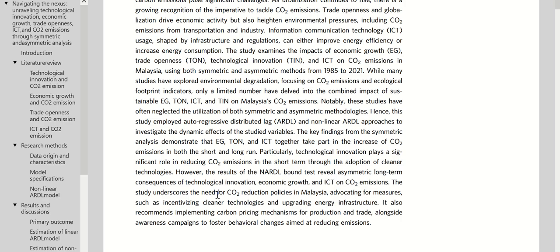The study underscores the need for CO2 emission reduction policies in Malaysia, advocating for measures such as incentivizing cleaner technologies and upgrading energy infrastructure. It also recommends implementing carbon pricing mechanisms for production and trade, alongside awareness campaigns to foster behavioral changes aimed at reducing emission. This last part is very important for policymakers and governments.